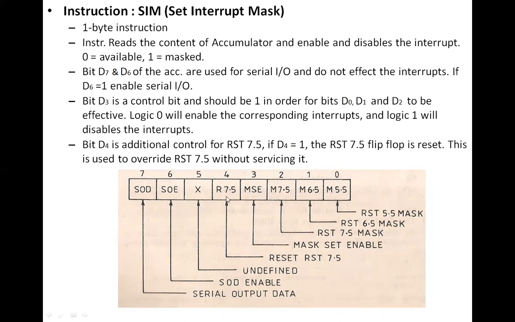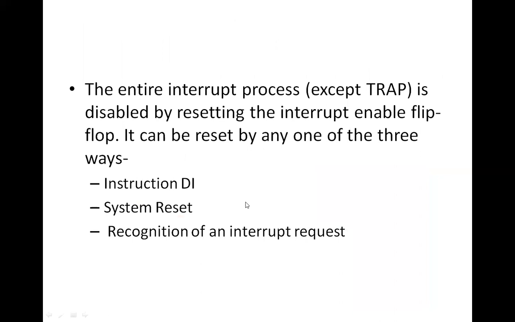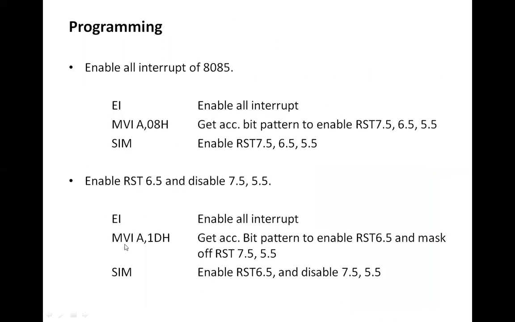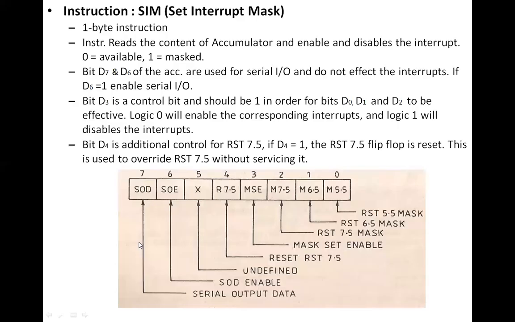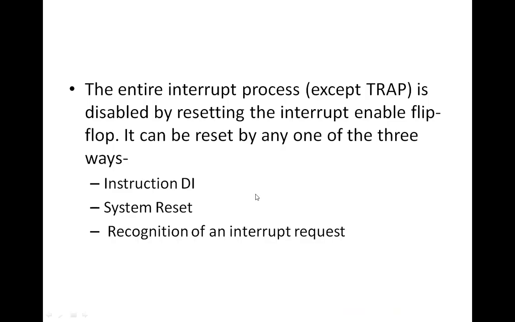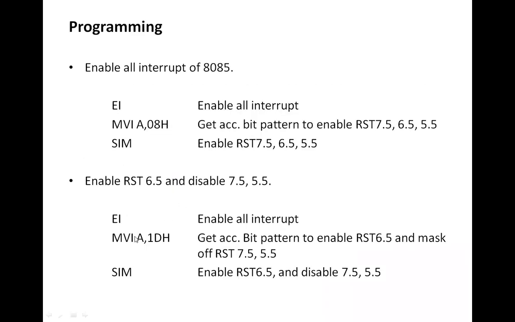We also want RST 7.5 to be disabled. So this bit should also be 1 and the rest of the bits will be 0. So what will we be doing? We will be loading 1D into the accumulator. 1D, why? So what will be this one? 1, 1, 0, and 1. So it means 8, 4, and 1. 13. 13 decimal is equivalent to D. And this should be 1. So it is 0, 0, 0. So it means 1D. So that is why 1D has been put into the accumulator.